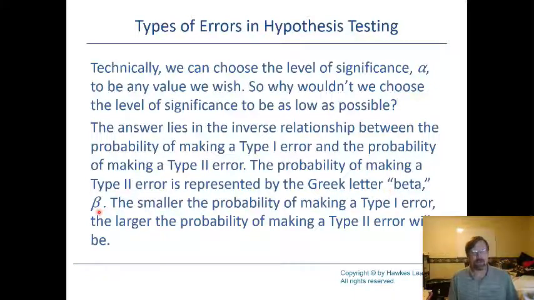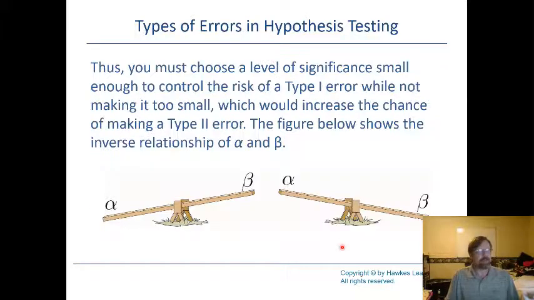The less chance you have of making a type 1 error, the larger chance you have of making a type 2 error. Think of it like a seesaw. As alpha goes down, beta is going to have to go up. As alpha goes up, beta is going to go down. So the less chance you have of accidentally failing to reject a false null hypothesis, the more chance you have of rejecting a true null hypothesis.